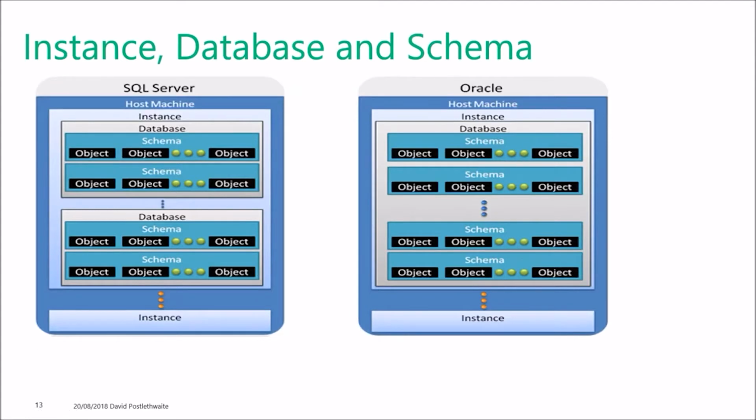Here is a different diagram. This one has come from the Microsoft website comparing SQL and Oracle. On the left we have a SQL Server. We have an instance containing two databases, each database having several schemas with their own objects, such as tables. On the right is Oracle, where there is an instance but with only one database within it, and inside this database are several schemas with their own objects.